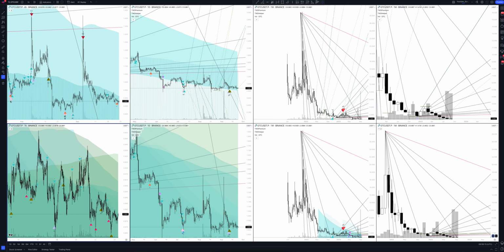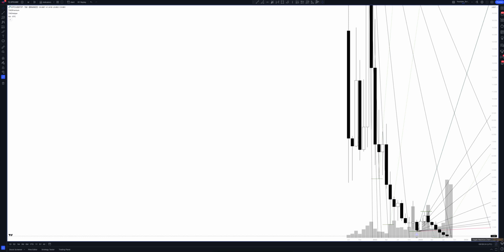Today we will take a look at Gitcoin cryptocurrency. Let's analyze the market situation and find out how you can make money on it. Let's start. We always start our analysis from the global market.